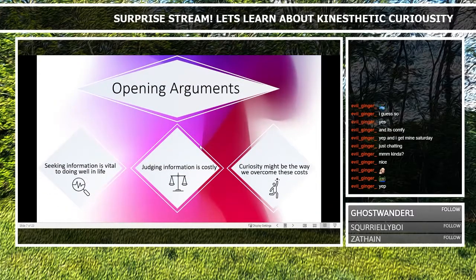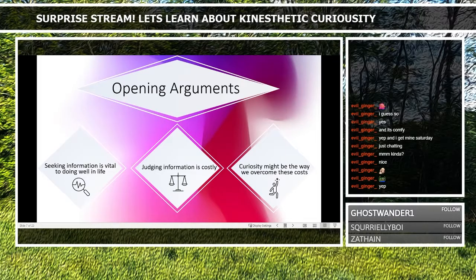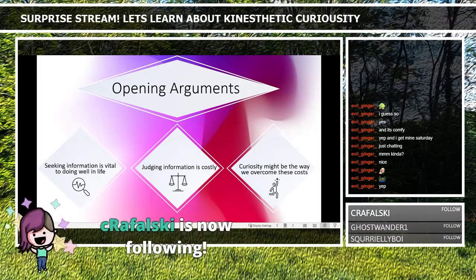So, some opening arguments in the paper. The first thing they mention is that seeking information is vital to doing well in life. I think that's easy enough to understand if you are stuck in your house or if you don't do anything.